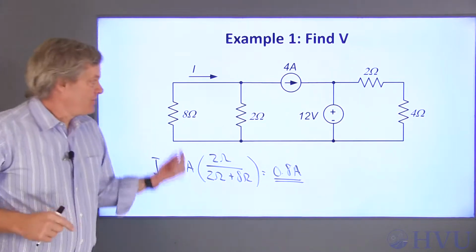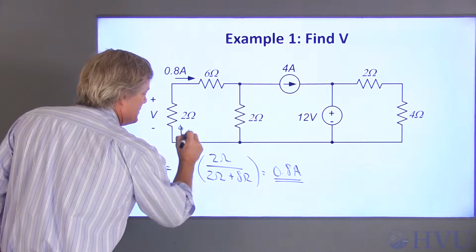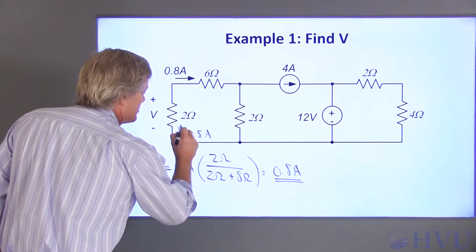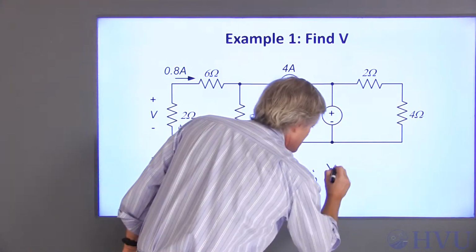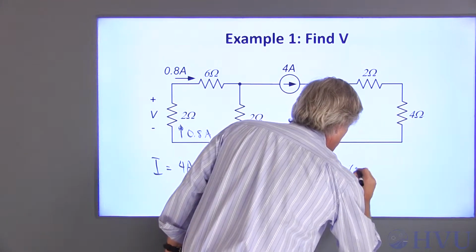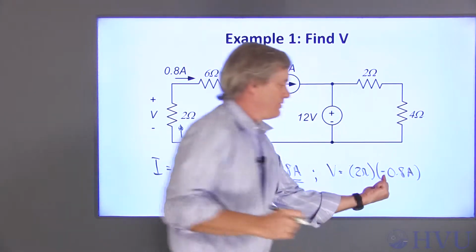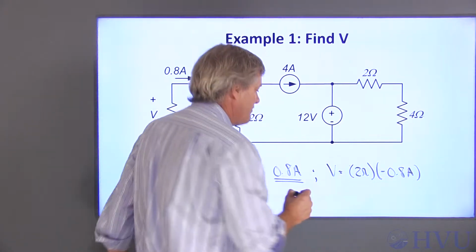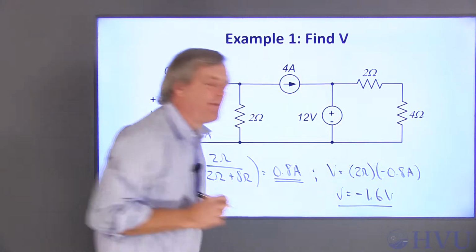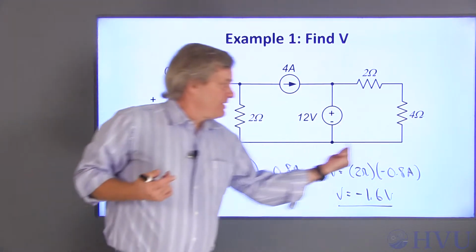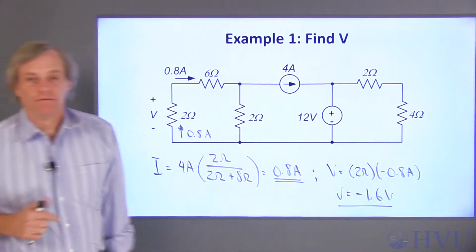So now let's go back to the original circuit. We have 0.8 amps going this direction, which means that we have 0.8 amps entering the negative terminal of the voltage V. So Ohm's law tells us that V is equal to 2 ohms times negative 0.8 amps, since the current direction is opposite from the passive sign convention. So V is equal to negative 1.6 volts. Notice that the entire circuit to the right of this current source doesn't affect this voltage.